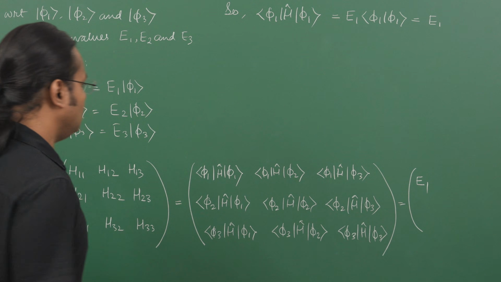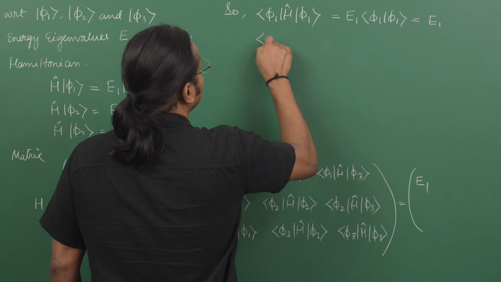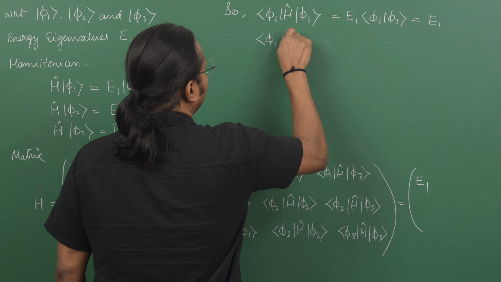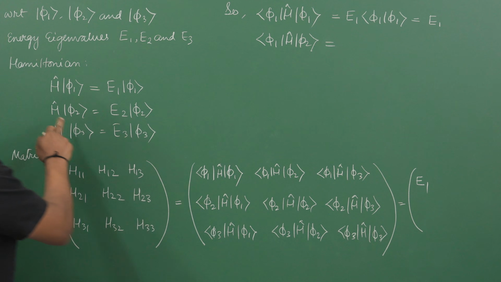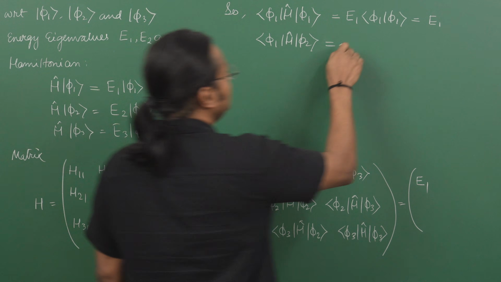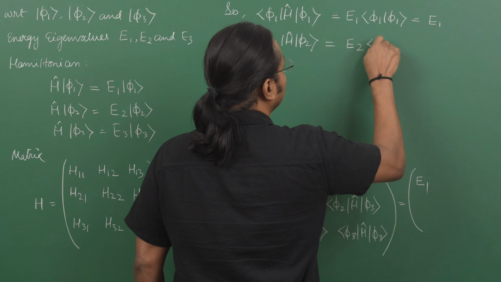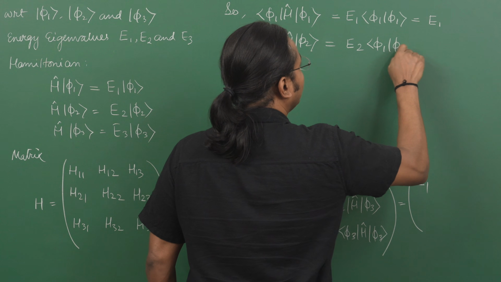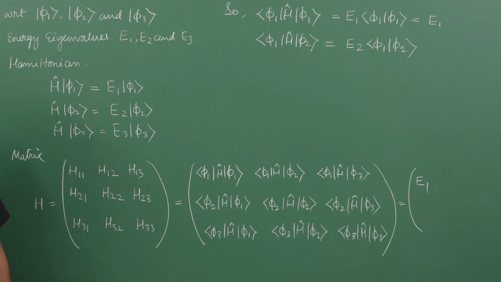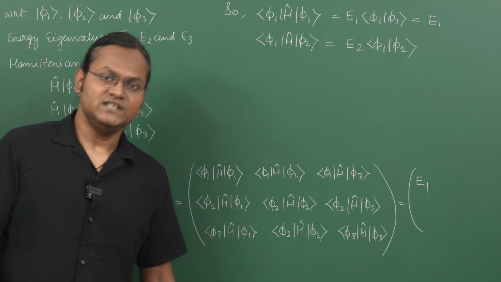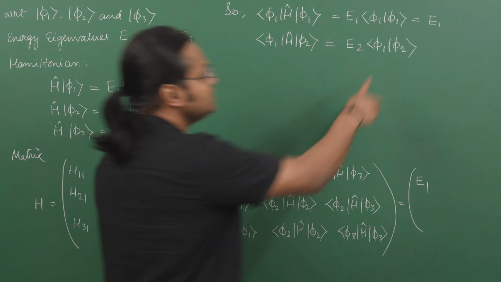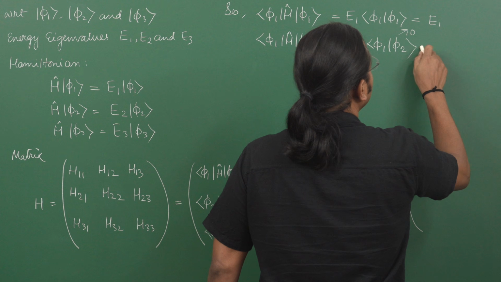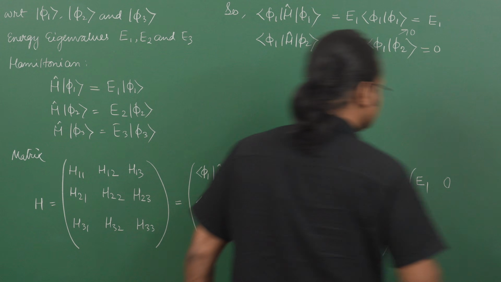All right, first term. What about the second term? Phi1 H acting on phi2. Again, H acting on phi2 will give us E2, a constant, which can be taken out. Then phi1 inner product with phi2. Because we're dealing with an orthonormal basis, if I take a dot product of i cap vector and j cap vector, it will come out to be 0. You know that, right? The same thing is happening here. We're dealing with orthogonal vectors, so this term is 0.